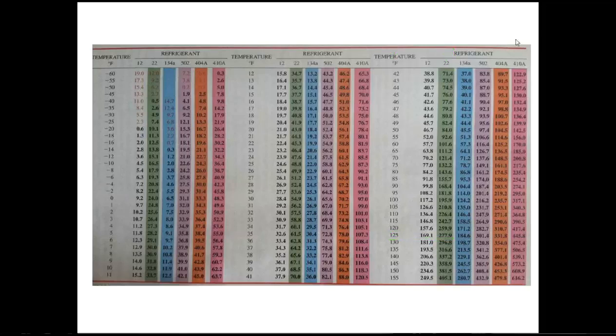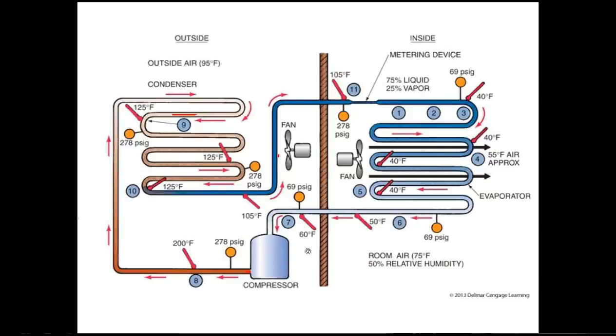Now, we know that heat travels from a substance with more heat, more molecules in motion, to one with less molecules in motion. So our outdoor air is 95 degrees Fahrenheit. Our saturated refrigerant is at 125 degrees Fahrenheit. So that heat is traveling and leaving the 125 degree condenser and is being dumped into the 95 degree air.